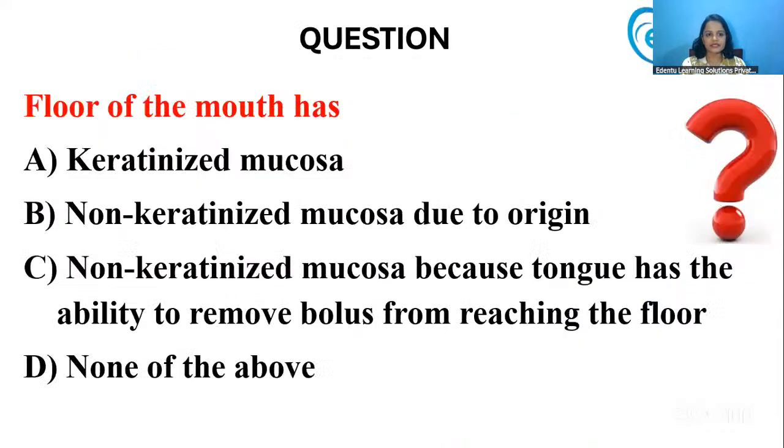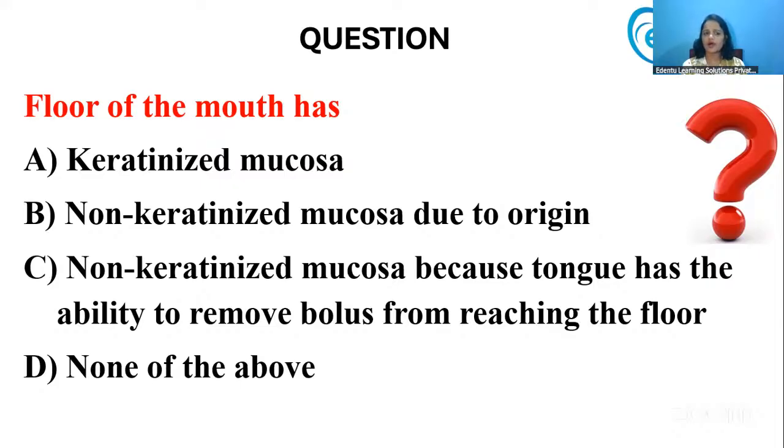All right, next question. The floor of the mouth has which type of mucosa? Is it keratinized mucosa, or non-keratinized mucosa due to origin, or non-keratinized mucosa because the tongue has the ability to remove the bolus from reaching the floor, or none of the above?